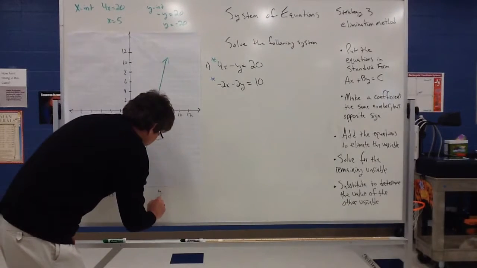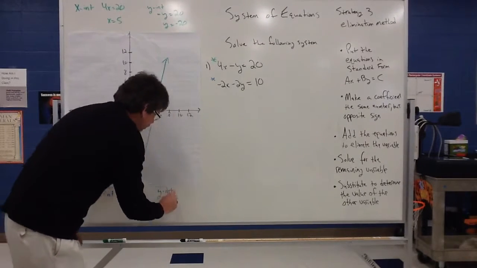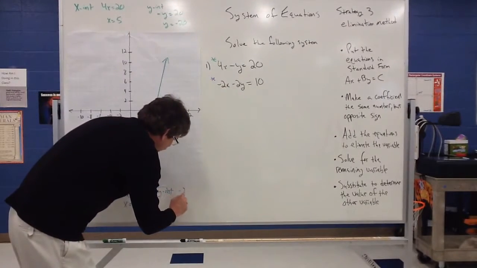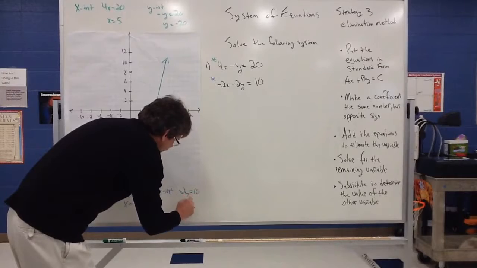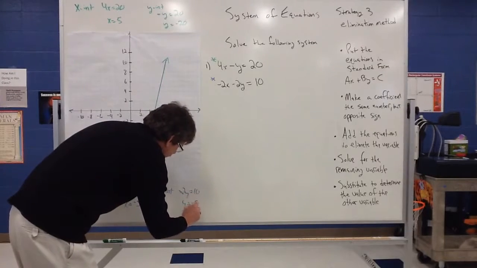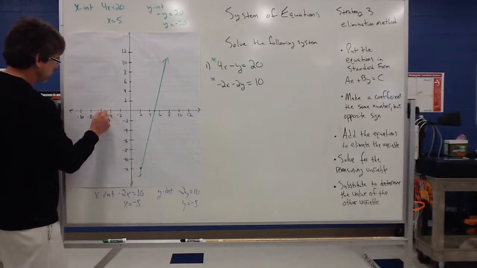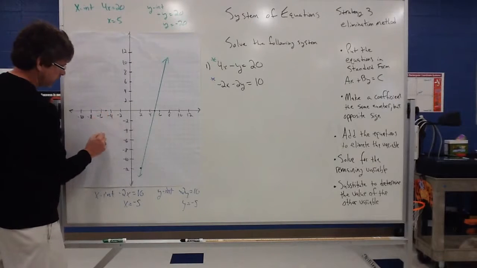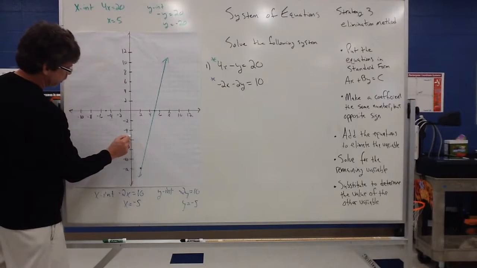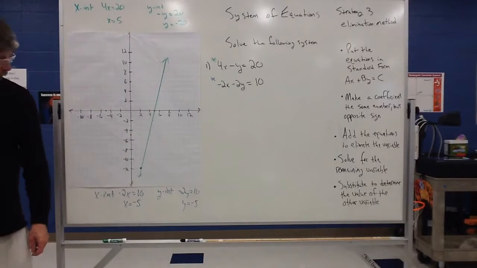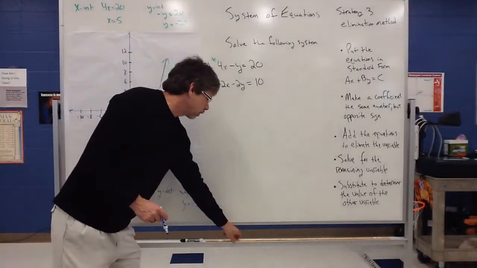The y-intercept, we're setting x equals 0 and solving for y. We get negative 2y equals 10. And we get y is equal to negative 5. So it looks like we get a negative 5 for the y-intercept as well. So I can now graph the line.